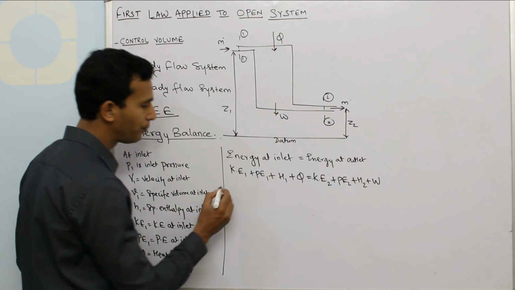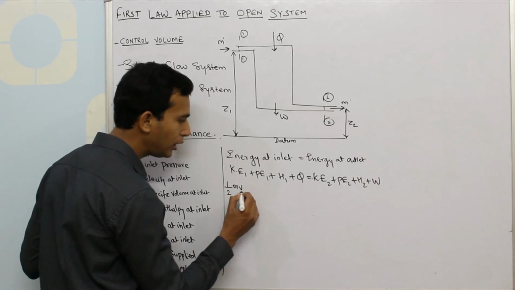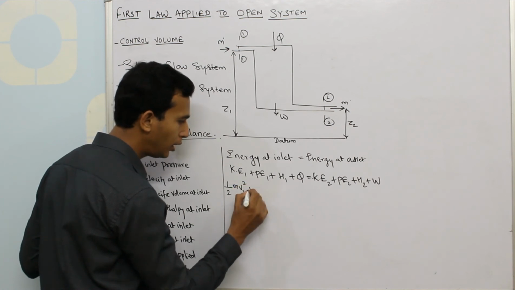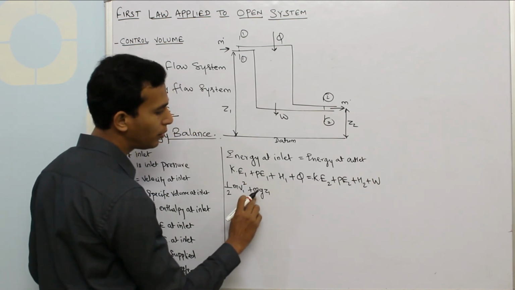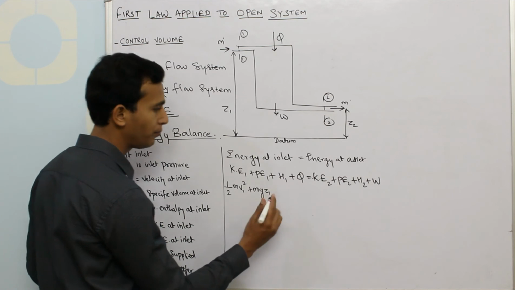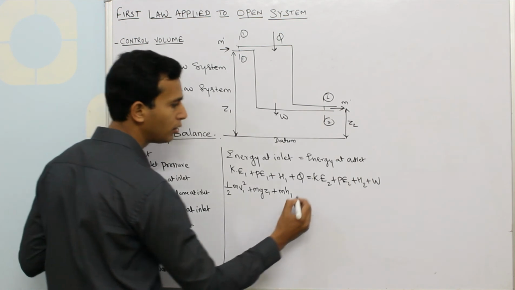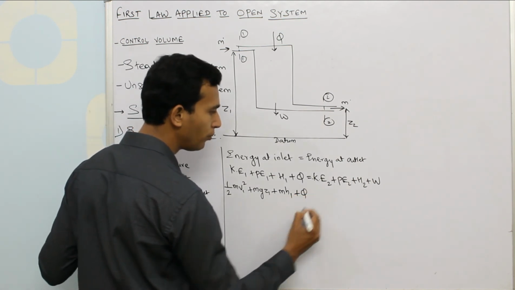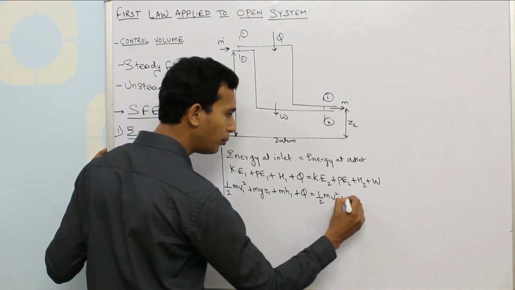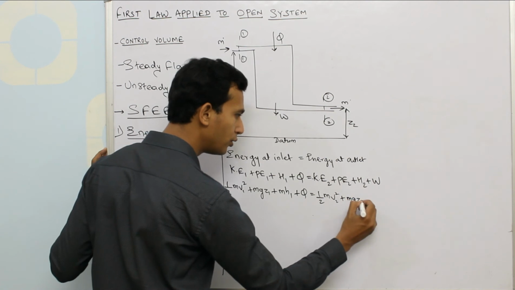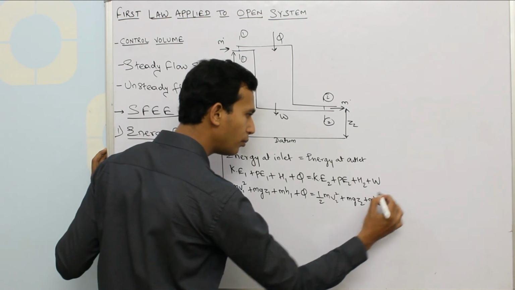Now putting in the terms, kinetic energy is given by the formula half m v1 square, plus mgz1, that is the formula of potential energy, mass into acceleration due to gravity into height, plus, in terms of specific enthalpy, m h1, plus q is equal to, likewise, half m v2 square plus mgz2 plus m h2 plus w.